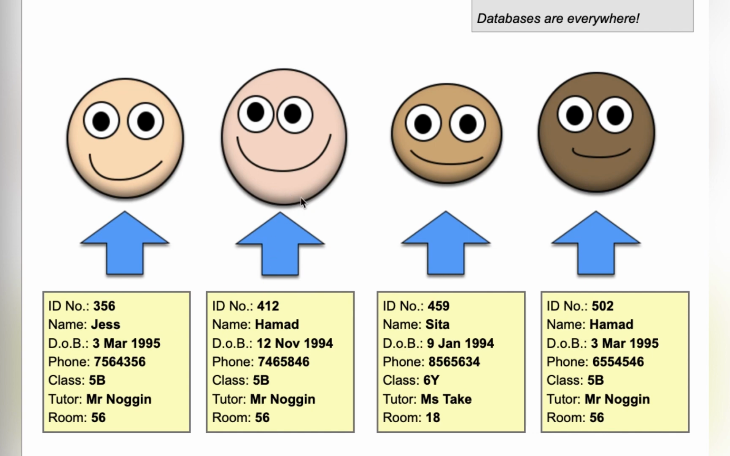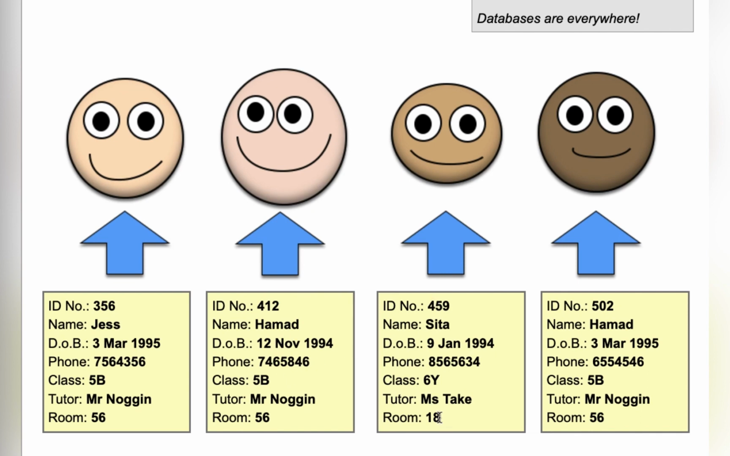Now let's take a look at this student. The ID number is 416. The name is Hamad or Hamid. The date of birth is 12 November 1994. The phone number is displayed. The class is 5B. And the teacher is Mr. Nori. And the room is 56. So this is information from the next student.